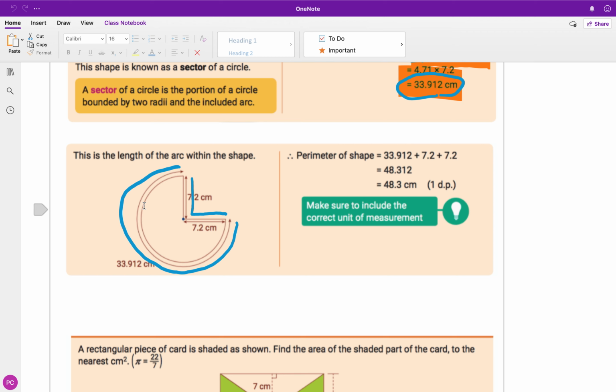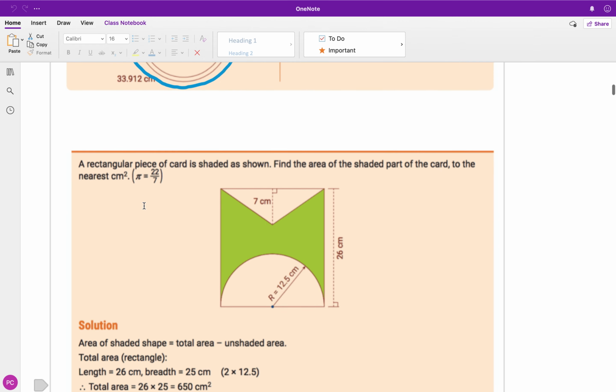So if we're looking for the perimeter all the way around, if you were to drive that, if that was a big circle with a chunk taken out of it, you'd still have to go down 7.2 and across 7.2. So we take the circumference bit that we've worked out, add the 7.2, add the other 7.2, which is here and here, and it gives us 48.3 centimeters.